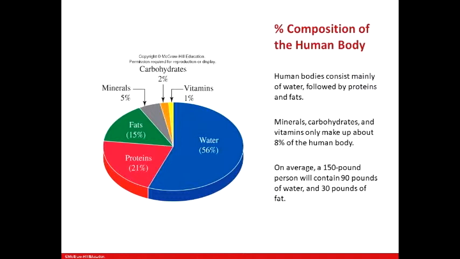So I suggest you really look at this slide. Mineral, carbs, and vitamins only make up 8% of the total human body. On average, a 150-pound person will contain 90 pounds of water and 30 pounds of fat. So that gives you an idea of what's there. So about 30 pounds of fat. So there you go. So twice that size, then that gives you about 60 pounds of fat. Okay? All right, so there we go.